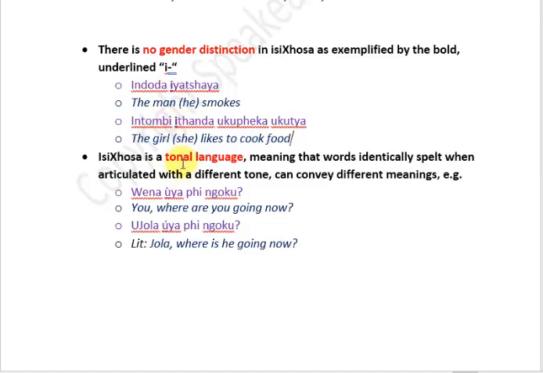Finally, isiXhosa is a tonal language, which means that words identically spelt, when articulated with a different tone, can convey different meanings. For example, wena uyaphi ngoku. Uyaphi ngoku. Notice the low tone on the u, meaning you, or as for you, where are you going to now? And there we see uyaphi ngoku written again, but pronounced as follows. Uyaphi ngoku. A higher tone on the u.